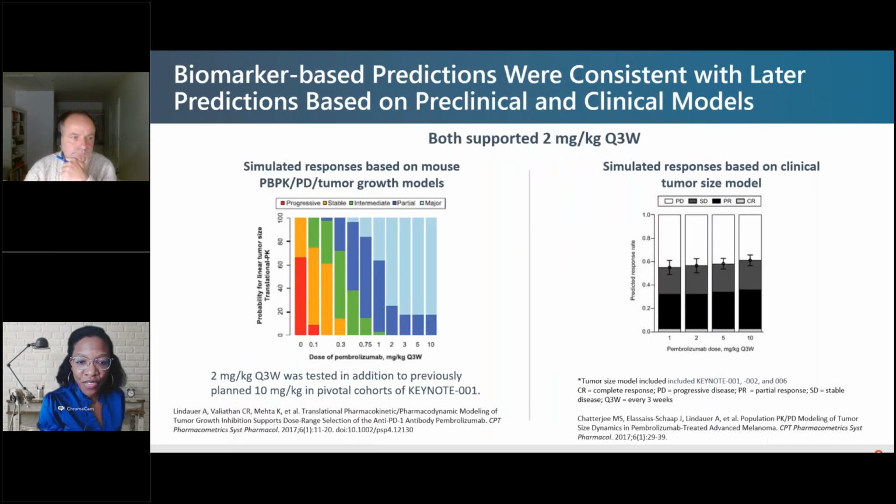The selection of the 2 milligram per kilogram dose was consistent with predictions based on other modeling efforts. The graph on the left shows simulated responses based on models that were developed from mouse data. And the graph on the right shows simulated responses based on a clinical tumor growth model that was later developed based on data from the three studies, KEYNOTE-001, 002, and 006. Vincent will tell us more about the tumor size models later. Both sets of simulations predicted near maximal efficacy at 2 milligrams per kilogram. All right, next slide, please.